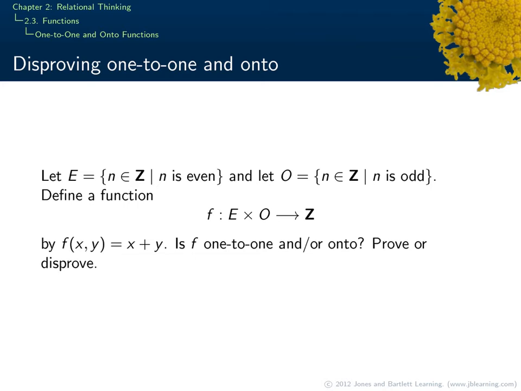Now remember, E cross O, what is that? That's all ordered pairs where the first object is an even integer and the second object is an odd integer. So we're taking an ordered pair where the first object is even, the second object is odd, and then we're adding them together. This is a function, and the question is: is it one-to-one, and is it onto? We want to prove or disprove this.